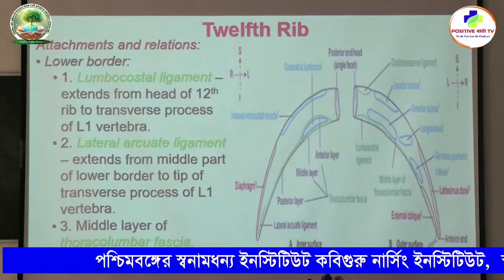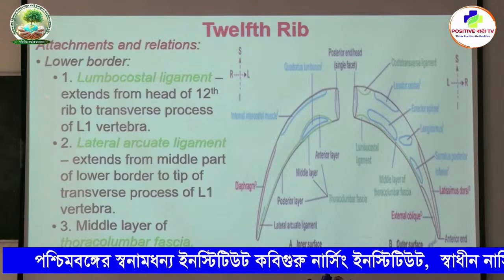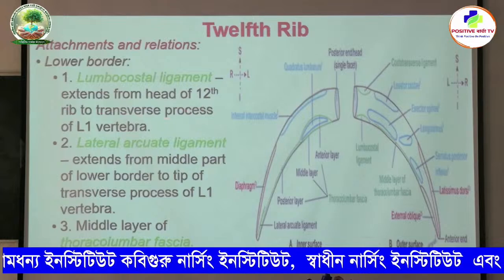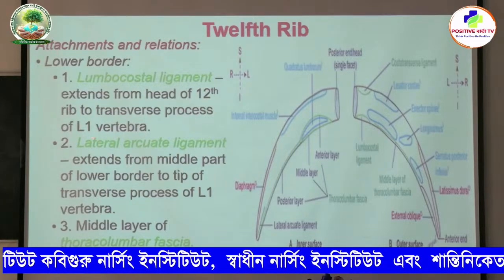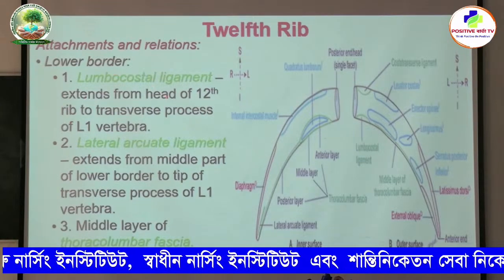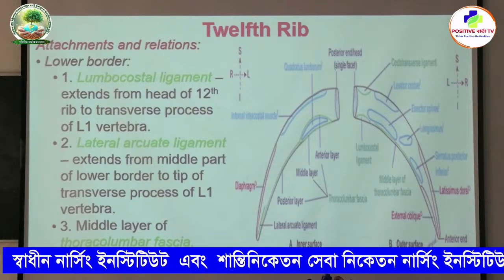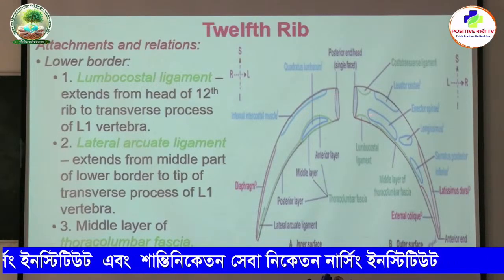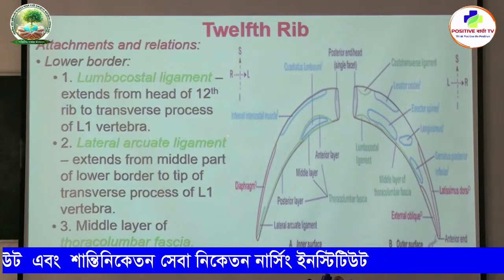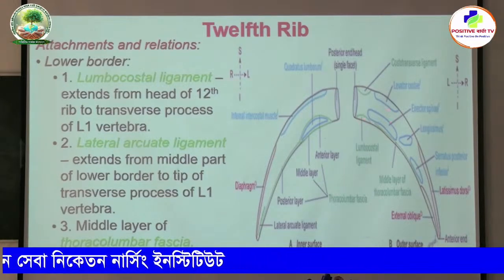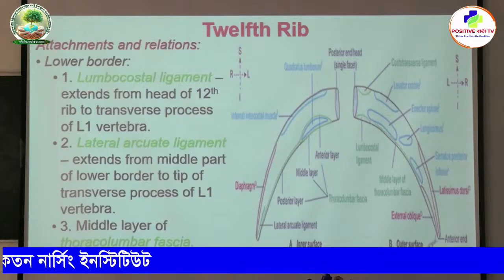Next, along the lower border, these ligaments are attached. Lumbocostal ligament extends from head of 12th rib to the transverse process of L1 vertebra. Lumbo means lumbar attached with the costal facet. Ribs develop from the costal element. That's why the name is given. Lumbocostal ligament. Here is the attachment of lumbocostal ligament. It extends from head of 12th rib to transverse process of L1 vertebra.